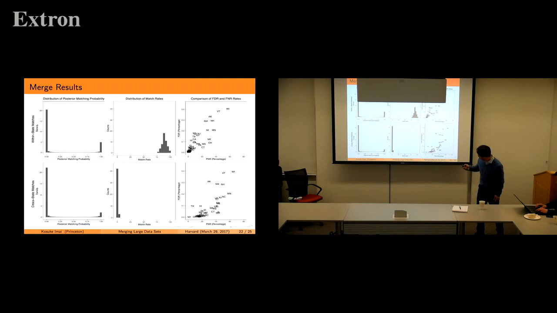So here's another plot. The top row is a within-state match, and the bottom row is a cross-state match. This is the distribution of the posterior probability, and you can see a very clear separation. These are ones with probability close to 1, and this is probability close to 0. This is all the pairs that we used to do the within-state merge across states. So here's the match rate by state. On average it was 90%, but there is some variation. And this is the error rate.